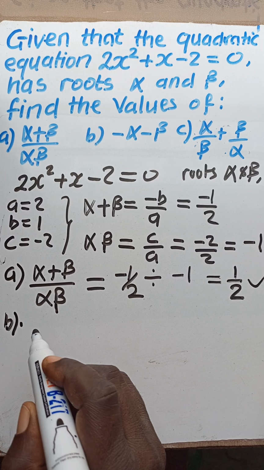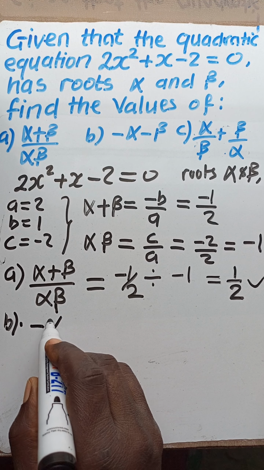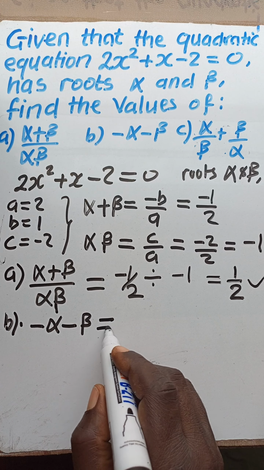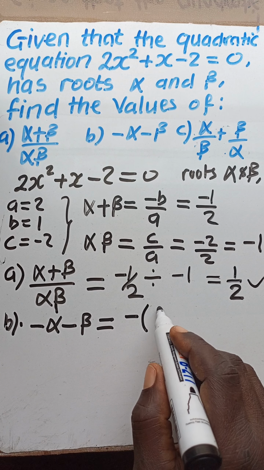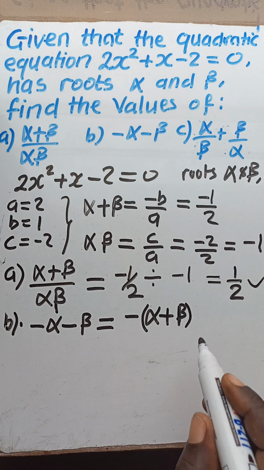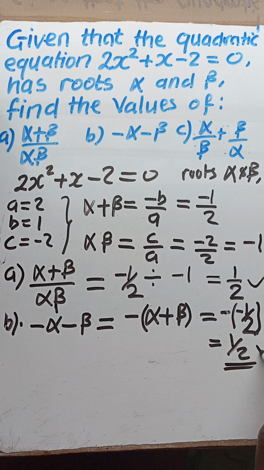If we take now the second, negative alpha minus beta. This is the same as, since we have negative on both roots, we can just factor out the negative. It will now become negative times (alpha + beta). And we know alpha plus beta is -1/2. So we're going to have negative times -1/2, which is simply +1/2. So that result is +1/2.